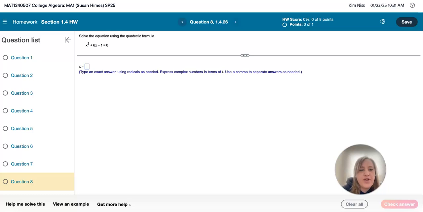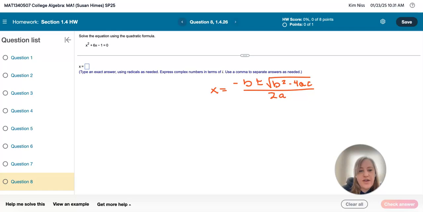Okay, so the first thing you need to know is the quadratic formula. So the quadratic formula is x equals negative b plus or minus the square root of b squared minus 4ac all over 2a. Now the trick is you need to know what a, b, and c are.